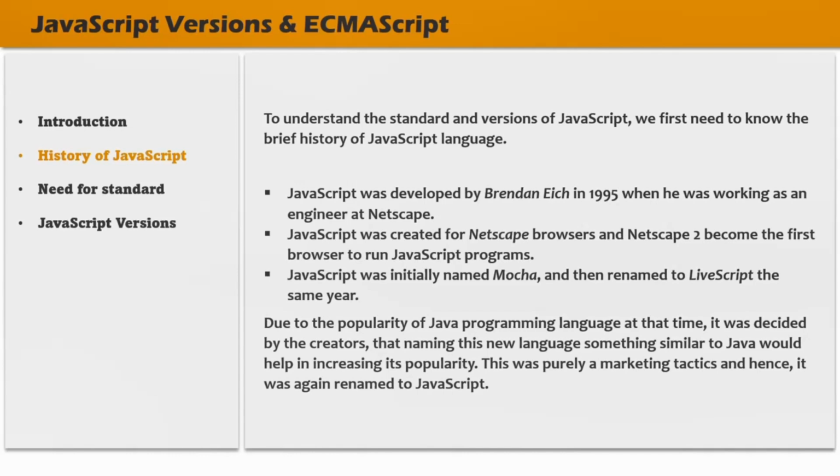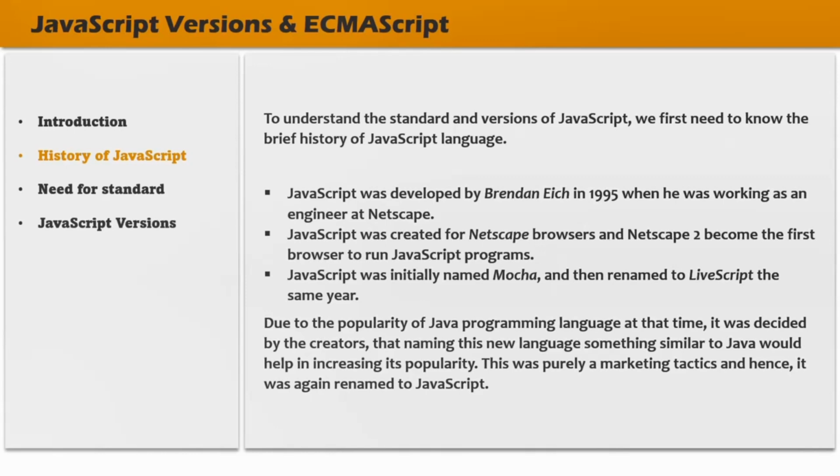Now, to understand the standard and versions of JavaScript, we first need to have a brief history of the JavaScript language. JavaScript was developed by Brendan Eich in 1995 when he was working as an engineer at Netscape. He created JavaScript for Netscape browsers, and Netscape 2 was the first browser to run JavaScript programs. JavaScript was initially named Mocha and then it was renamed to LiveScript the same year.